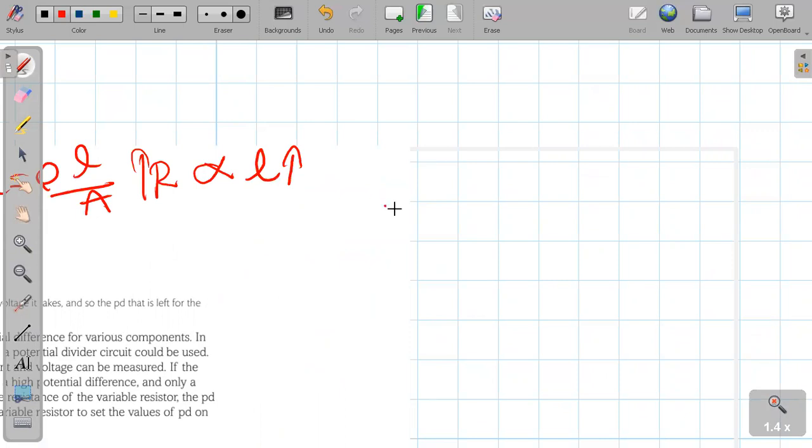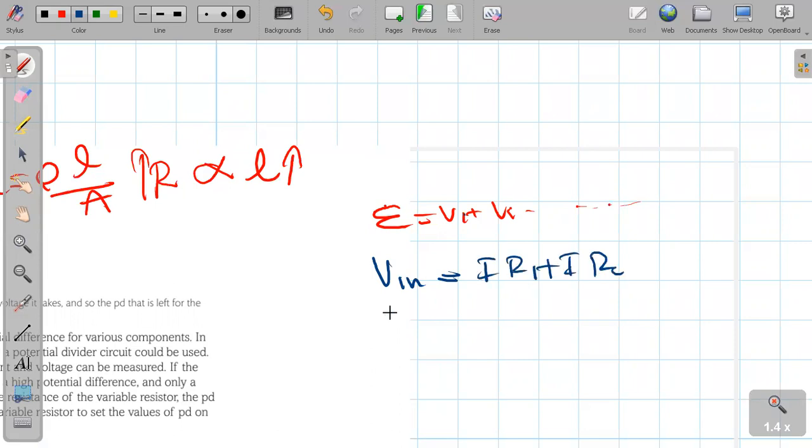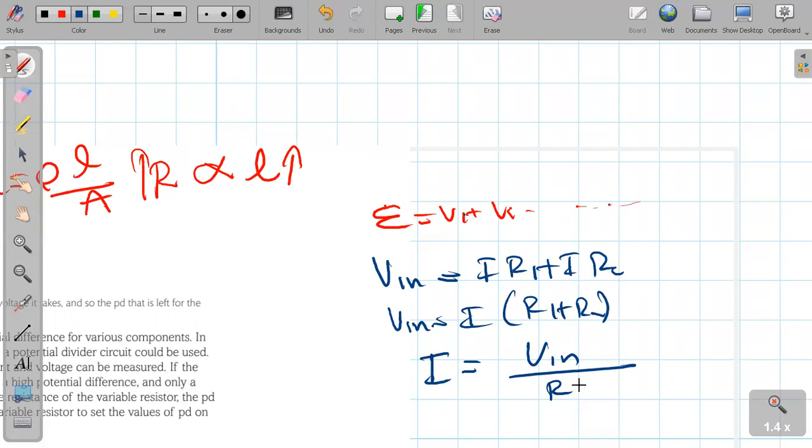Now, according to Kirchhoff's second rule, the total supply should be equal to V1 plus V2. The V in is the king here in the supply. What about the other things? I R1 plus I R2. So V in equals I times R1 plus R2. So I need to get I. How to get I? V in over R1 plus R2. That is my equation number 2.